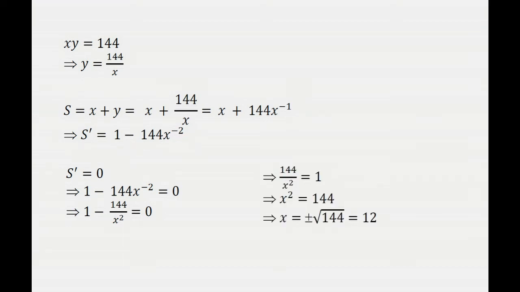And that would mean 144 over x squared is equal to 1. x squared has to be 144. That's cross multiplication. x is equal to square root of 144. And since we are talking about positive integers, x turns out to be 12.